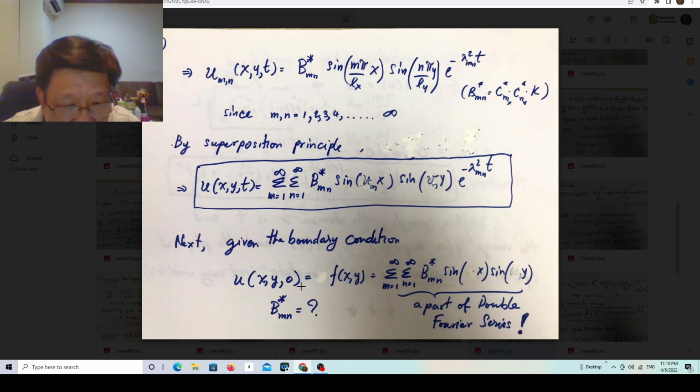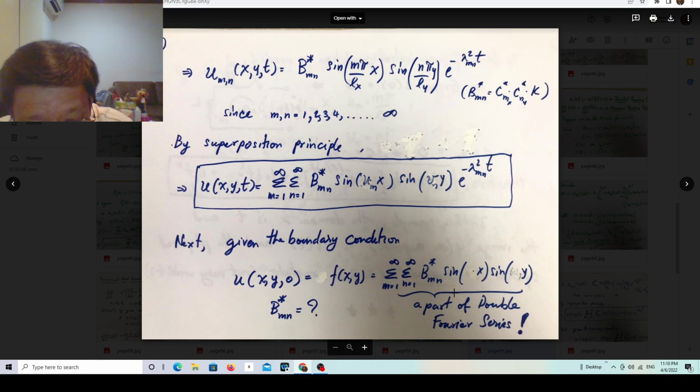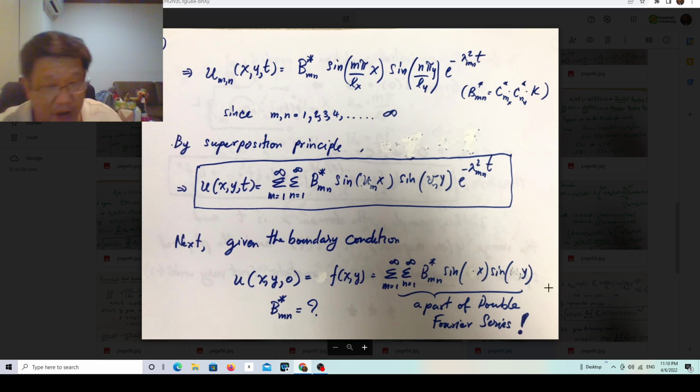But you know that when t is equal to 0, this term is equal to 1, since e to the 0 is equal to 1. So the question becomes: what is B star mn? This is in the form of what we call the double Fourier series.